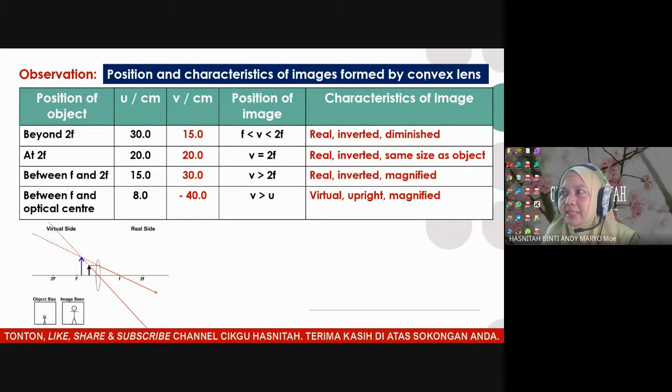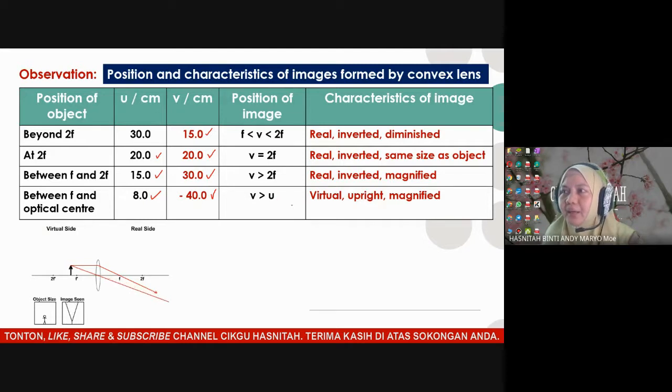This is the result for the convex lens, students. When the object distance is 30 cm, the image distance when you measure will be 15 cm. When the object distance is 20, the image distance is also 20 cm. When the object distance is 15, you will find the image distance is 30 cm. And when we place the object very close to the lens, you will find the image distance will be 40 cm.